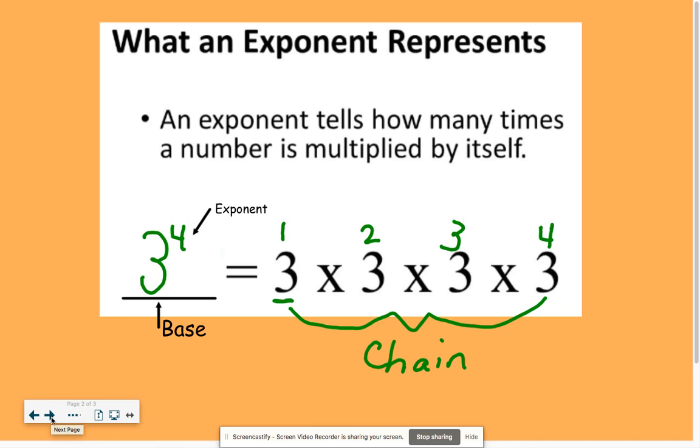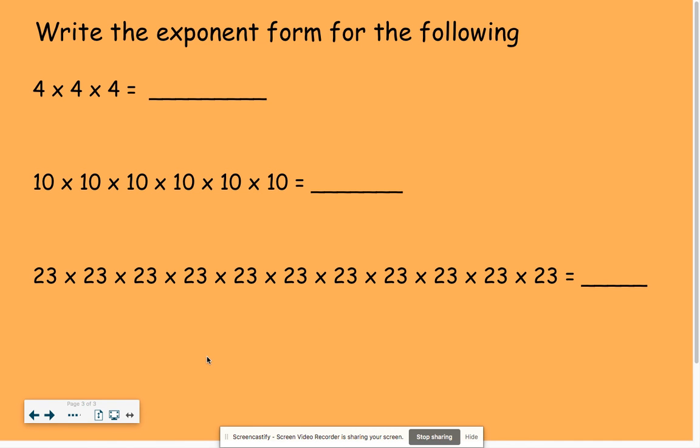Let's look at a few more examples. This would be a good time that you could pause and see if you could figure out the answers to these problems, and then continue once you give it a try.